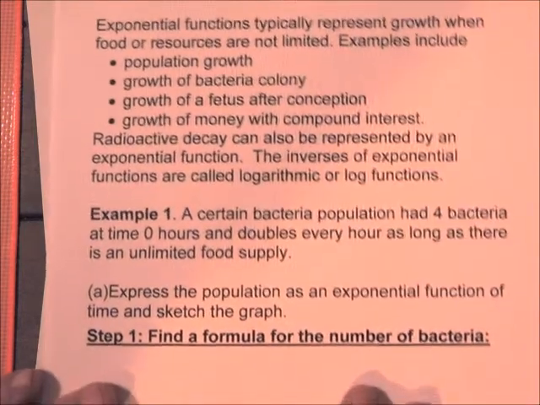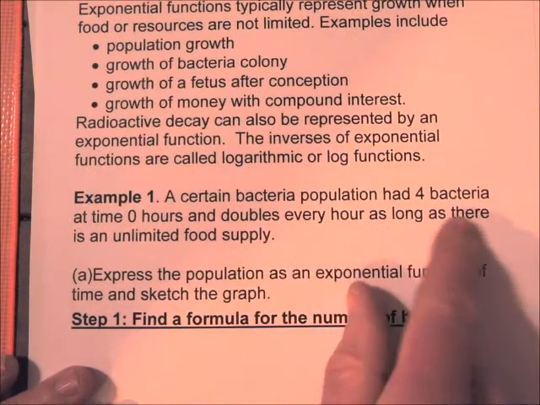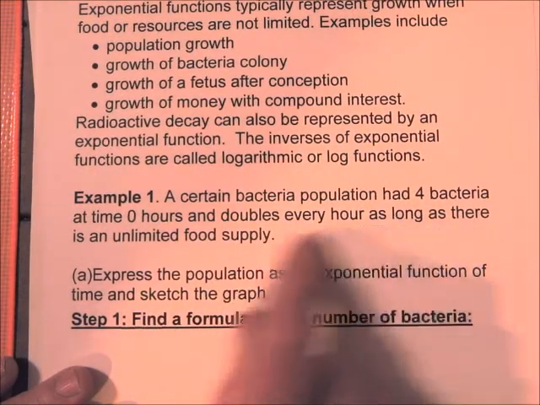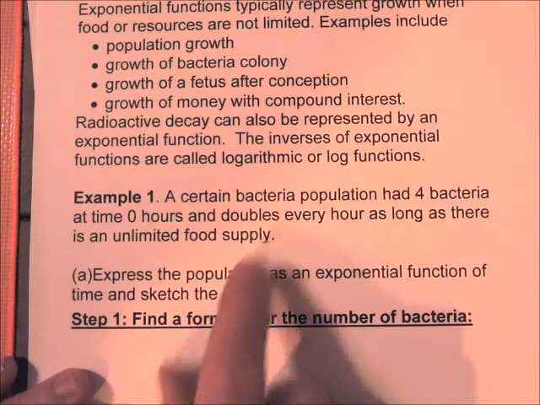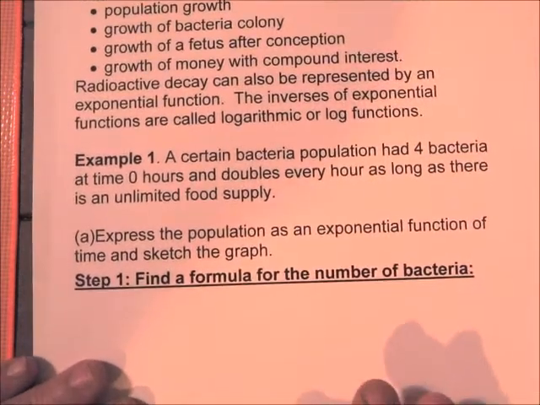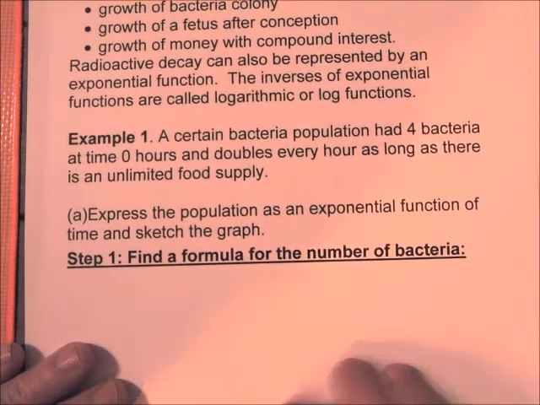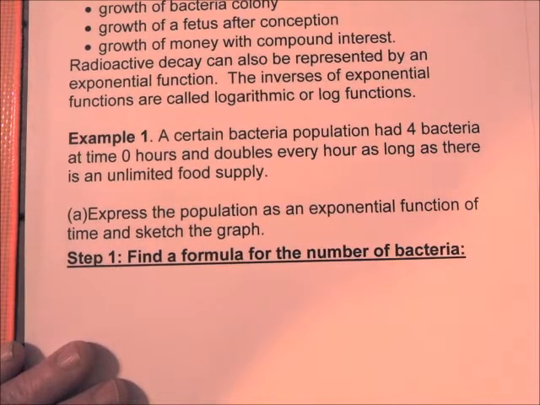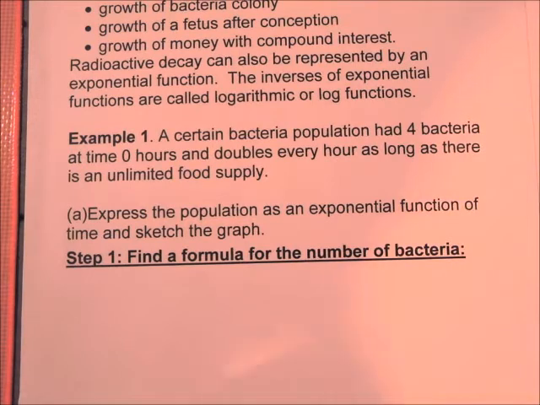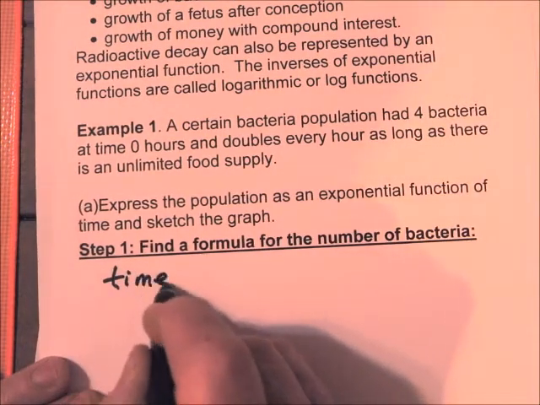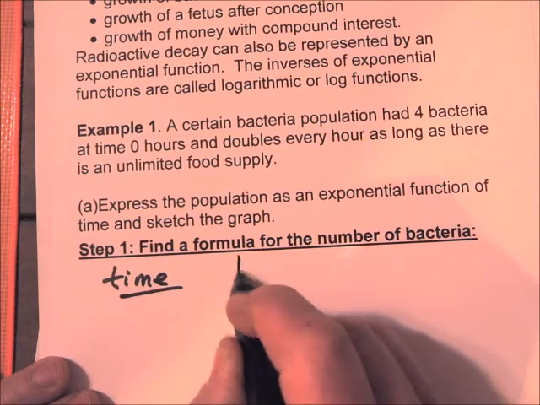Example 1. A certain bacteria population had 4 bacteria at time 0 hours and doubles every hour as long as there's unlimited food supply. A. Express the population as an exponential function of time and sketch the graph. First step, we want to find a formula for the number of bacteria. I'll make a column for time and a column for bacteria.